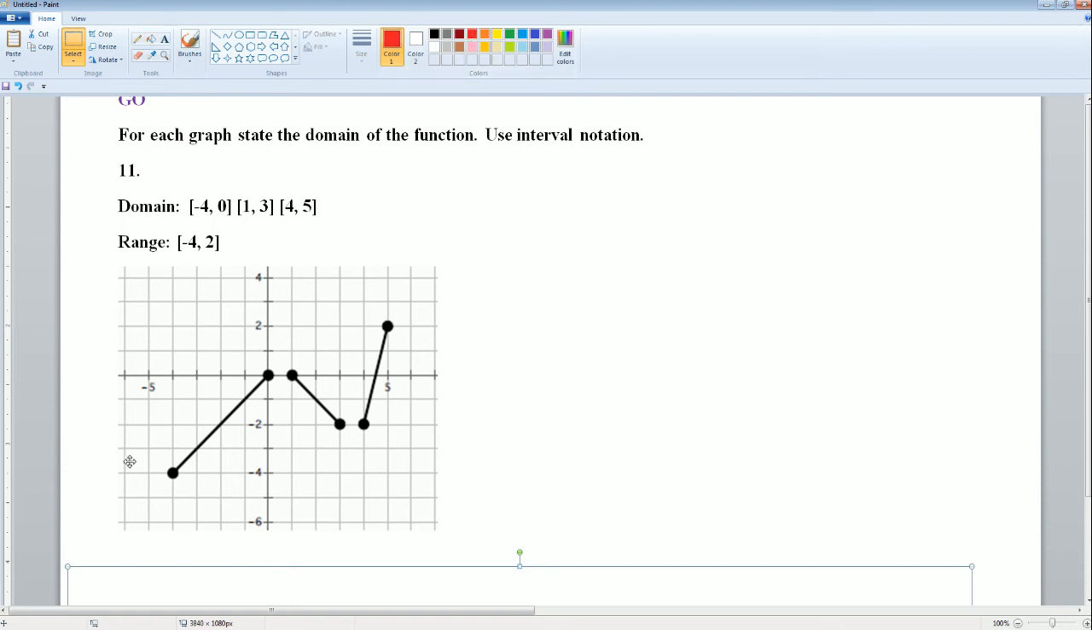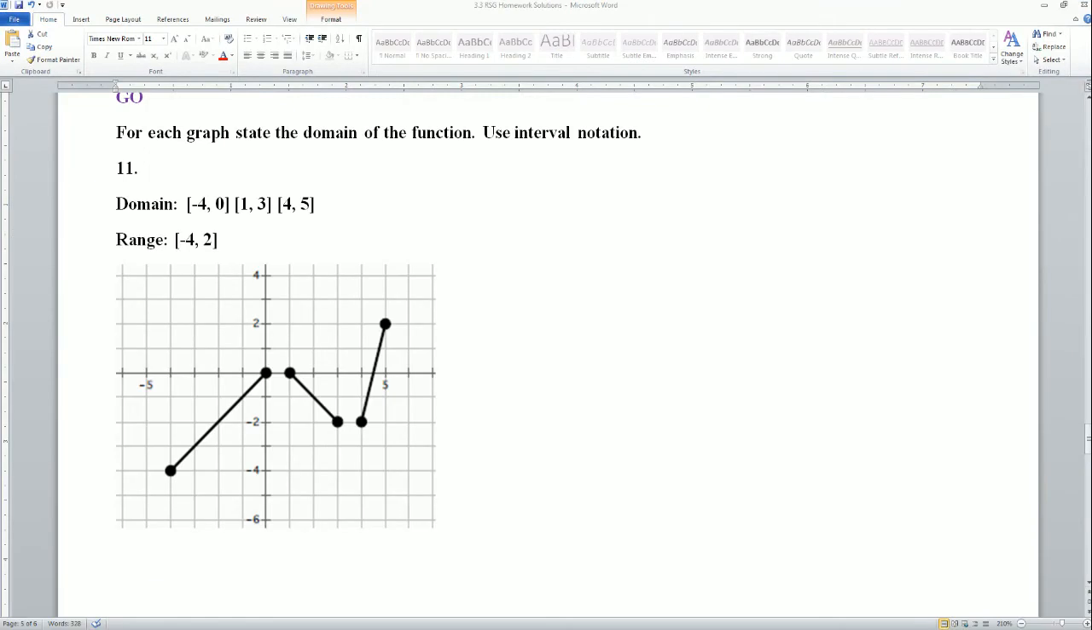Let's make that red. Alright, the domain refers to your x values. So it looks like it goes from here at negative 4 all the way here to 0. Then there's a gap here. Goes from here, which is 1, here, which is 3, then here, which was 4, then here was 5. Okay. What about your range? Your range starts from the bottom, which is negative 4, goes all the way up here to 2. Alright, there you go.